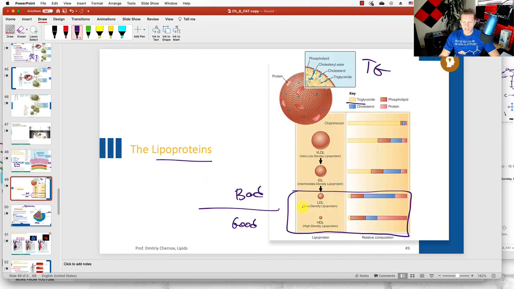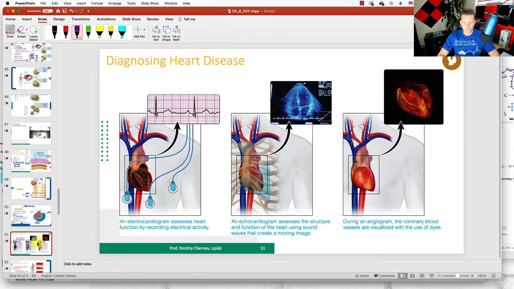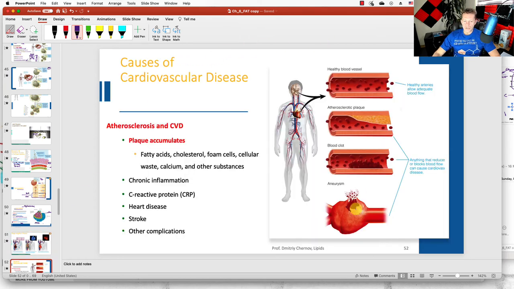All right, so let's stay on LDL and HDL. What's wrong with LDL? We call LDL bad cholesterol. Why? Because it can lead to atherosclerosis. It can lead to plaque. It can lead to atherosclerosis in the heart arteries. This is the process of atherosclerosis, and that can lead to cardiovascular disease. Why and how? Plaque accumulates.